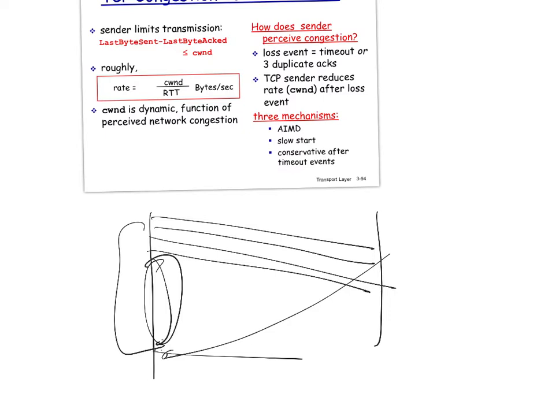So at any point of time, of course, the last byte sent, which is here, minus the last acknowledged byte, this is basically the window size. And this is the transmission rate. Now, unlike flow control, which uses the same receiver window, as we said, here the congestion window is dynamic, going up and down in real time.